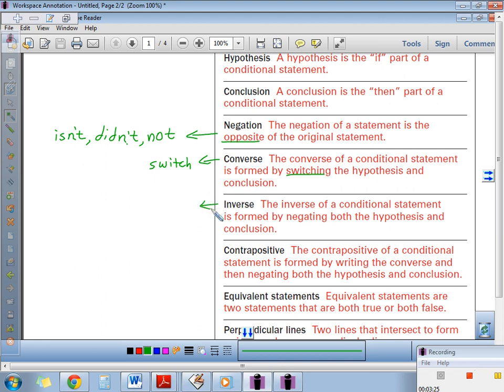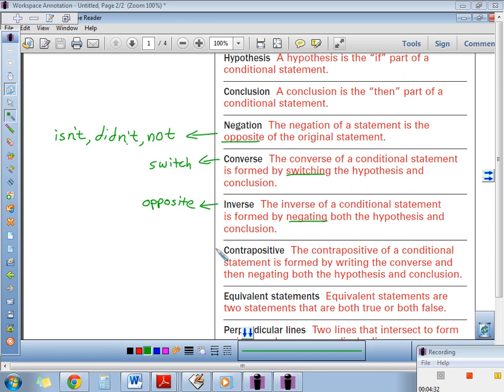The inverse does what? It negates. So remember that once again, we've talked about negation. That means opposite. That's the key word. Whenever you hear write the inverse of a statement, you should write the negation, the opposite of what it says. Good question. No, good comment.